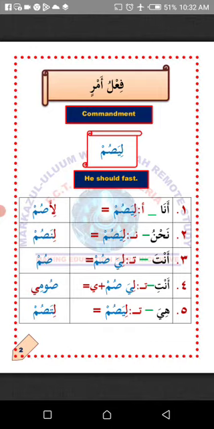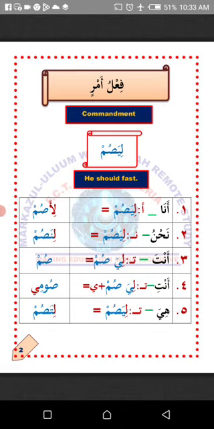The question is, how do we change the verb liyasum to suit the pronouns below? Liyasum simply means he should fast. He in Arabic is huwa, which is the opposite of hiya, she. So how do we now change the verb liyasum to suit the following pronouns?